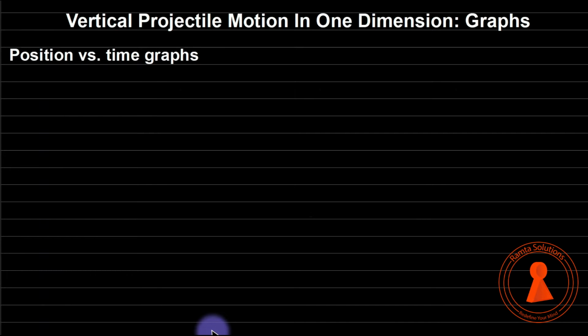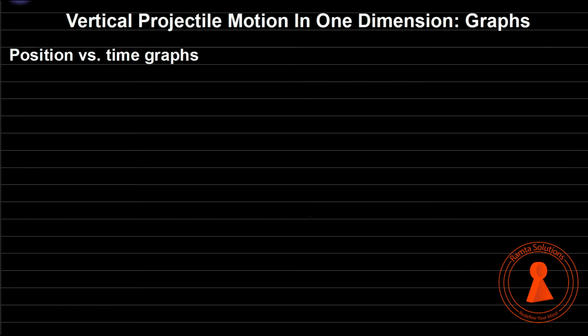Welcome to another lesson on graphs that you encounter in vertical projectile motion in one dimension. Today we are looking at position versus time graphs. You remember in our previous video, the introduction on velocity versus time, we said position versus time comes from the equation.